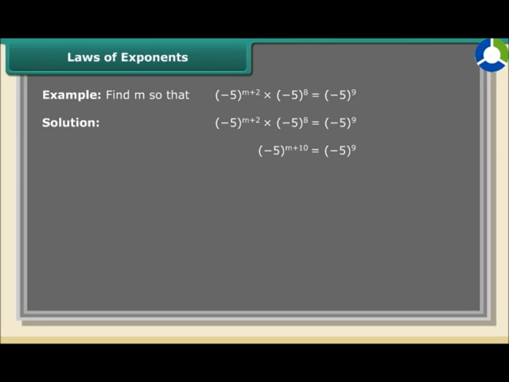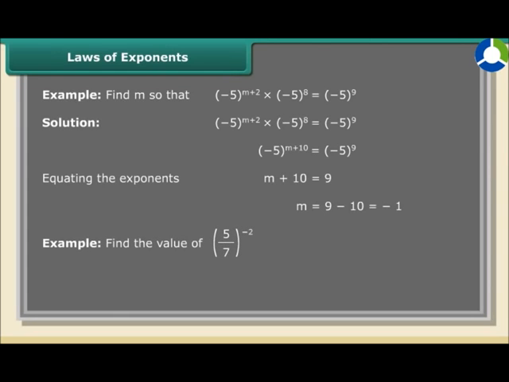Minus 5 raised to the power m plus 10 is equal to minus 5 raised to the power 9. Equating the exponents, m plus 10 is equal to 9. M is equal to 9 minus 10, which equals minus 1.